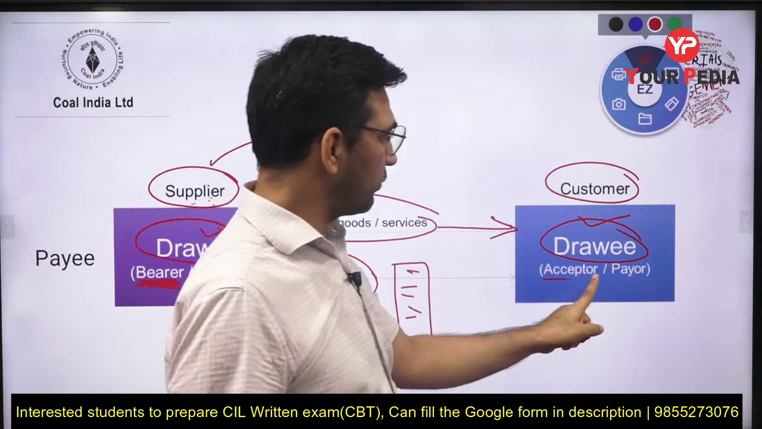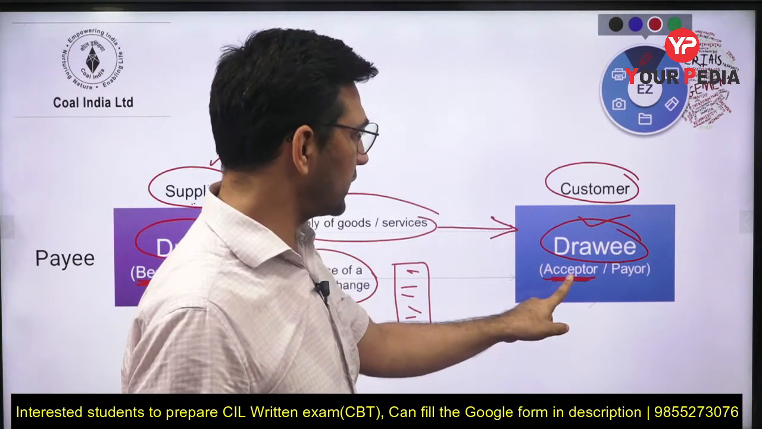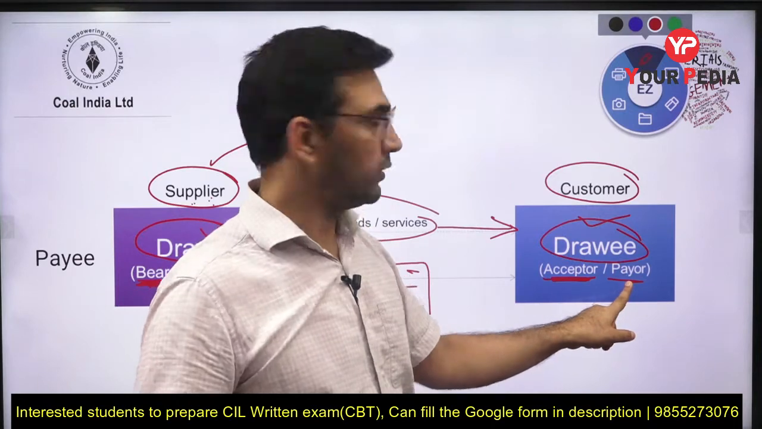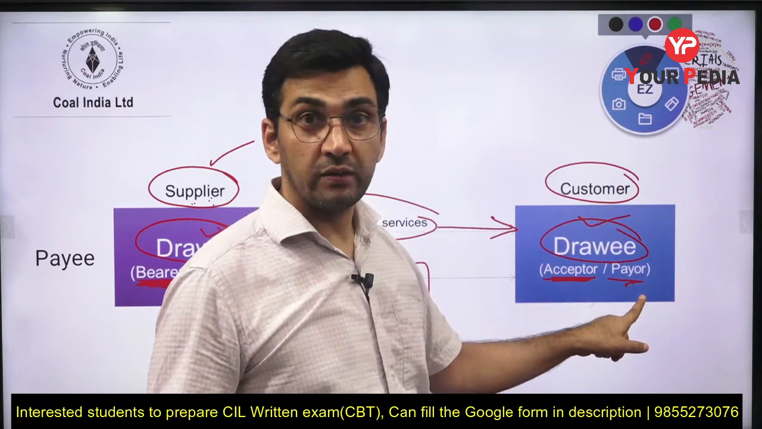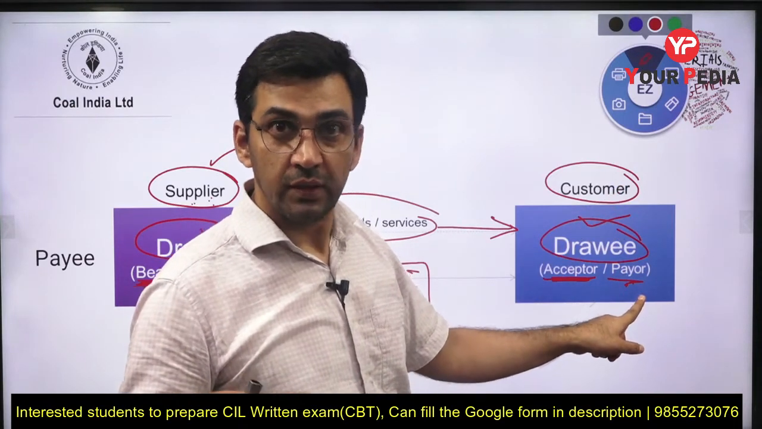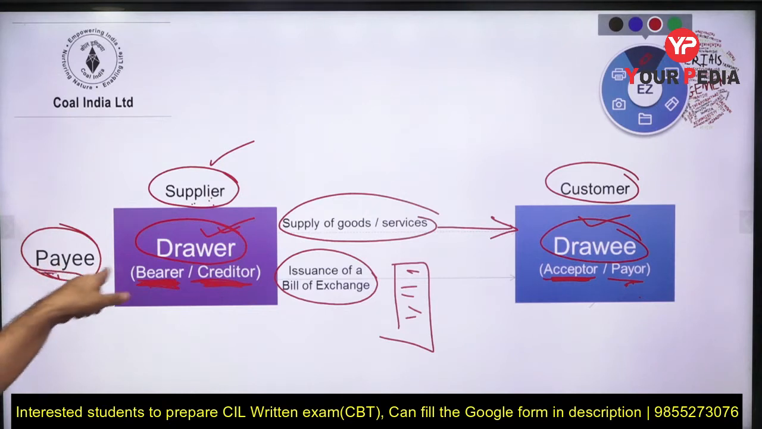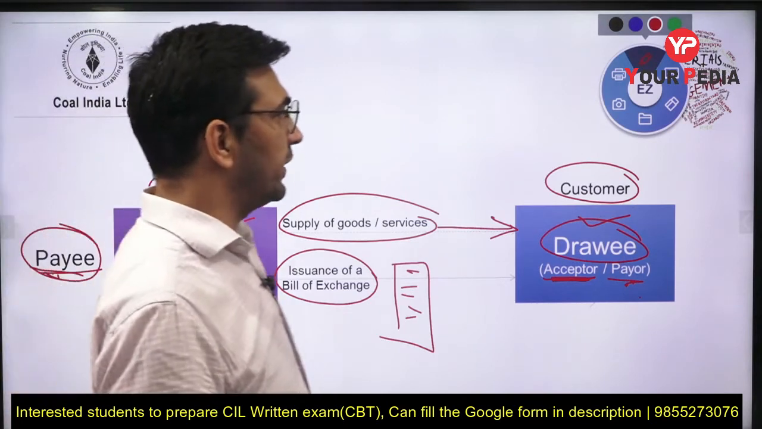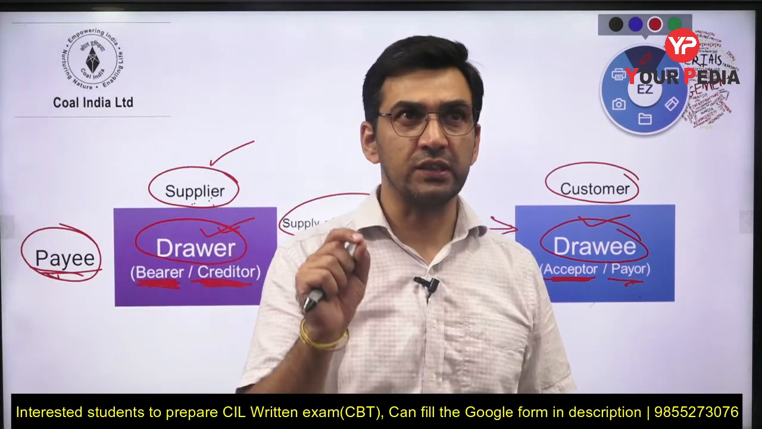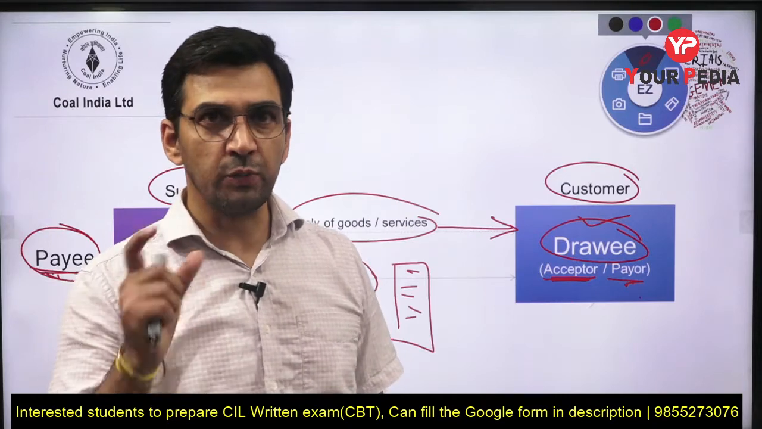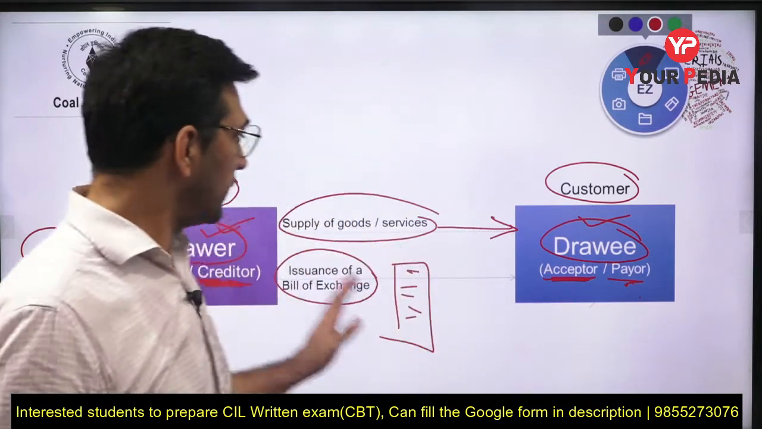Acceptor, obviously they have to accept it now. The customer has to accept it. Payer, who is going to pay it? Obviously the customer is going to pay. Earlier also the customer was paying. And who will be the payee? Obviously the supplier. You have to make the payment to the payee. That means money. Who is going to receive the money? The supplier is going to receive the money. So that is the only change that you can think of in case of a bill of exchange, and some other minor differences that you will see between the promissory note and the bill of exchange. But this is how things are.